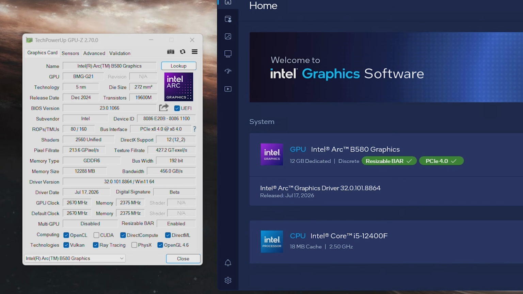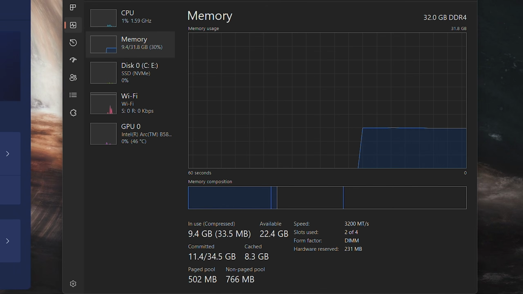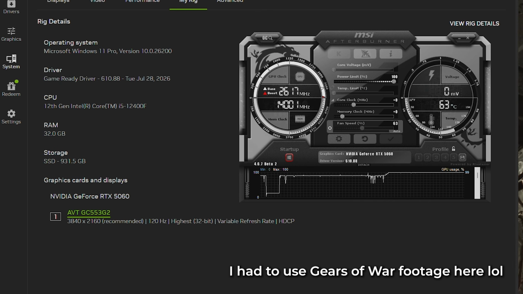So you can see all the specs on the screen right now on both the GPUs. It's the same system using an i5-12400F and 32 GB of DDR4 memory running at 3200 megahertz. And nothing is overclocked across the board. Everything is base speed, stock speeds. Without further ado, let's jump into the video.